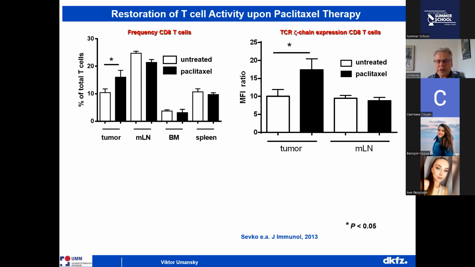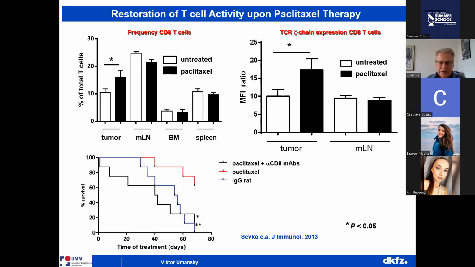What is important is that, of course, T cells feel better because the frequency of CD8 T cells is increased in the tumor. The expression of zeta chain in CD8 T cells is also upregulated, and this zeta chain is important for the signaling from the surface of T cells to the nucleus. And if you block CD8 with specific antibodies, you can completely remove the therapeutic effect. So it means that CD8 cells play a critical role in the tumor rejection.